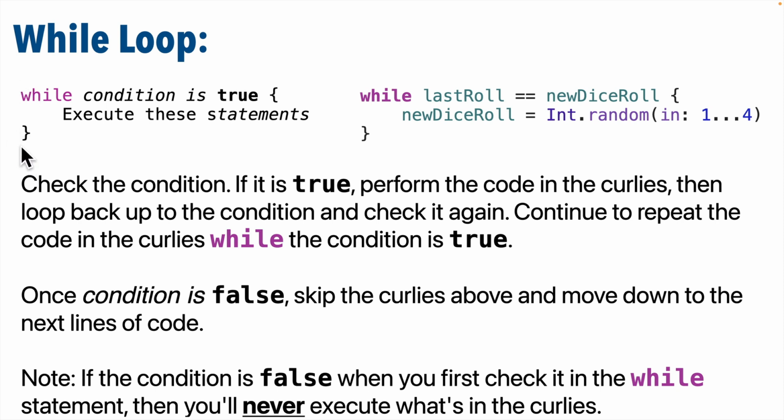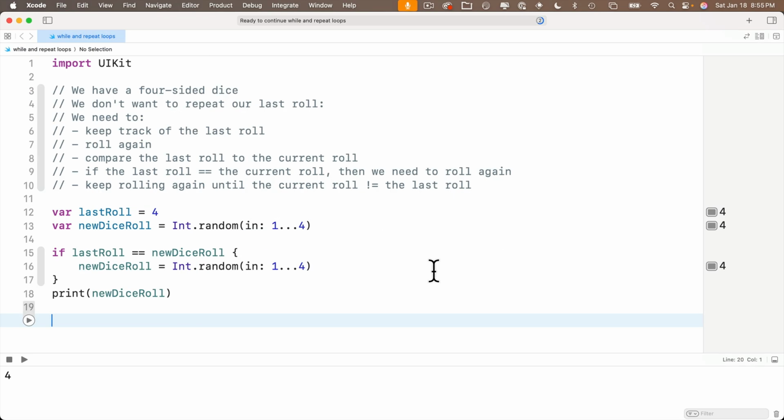And if, when we first encounter a while loop, the condition fails in the first pass, we never execute what's inside the curlies. So let's try this out. It's an easy change. Just change if to while, and now if you run this code, the code will work, and you will never get a 4 no matter how many times you re-execute this code.